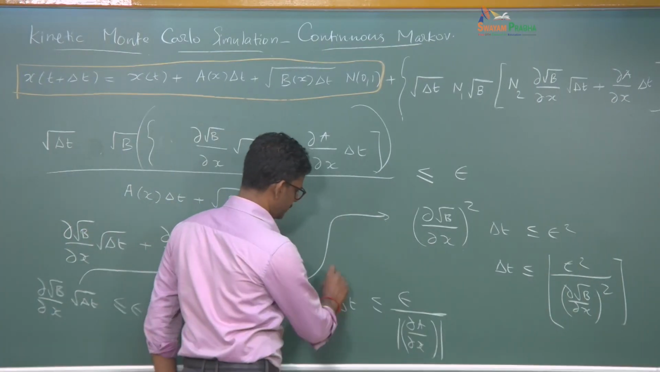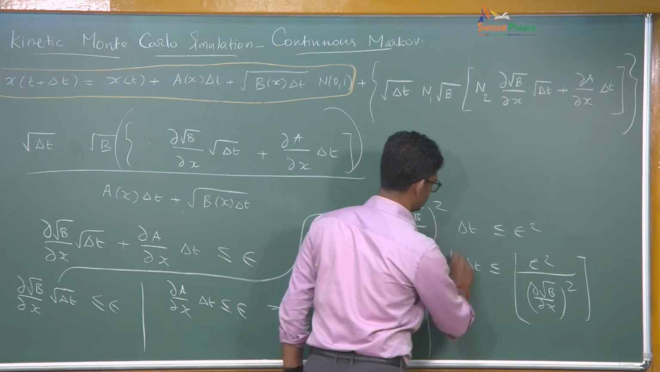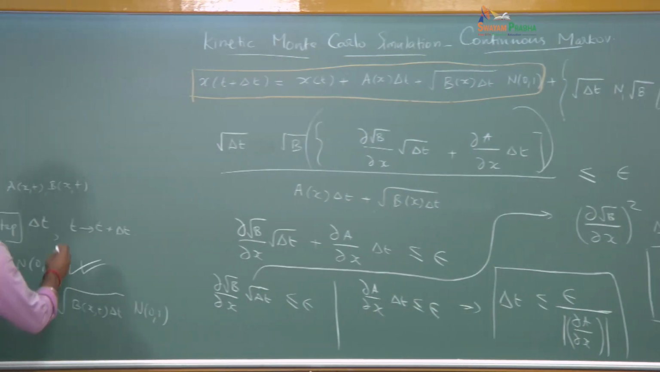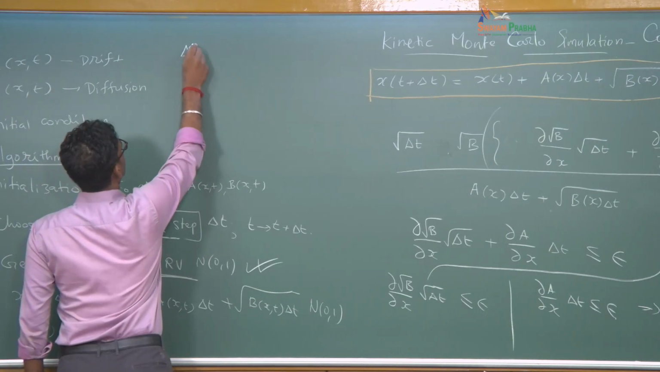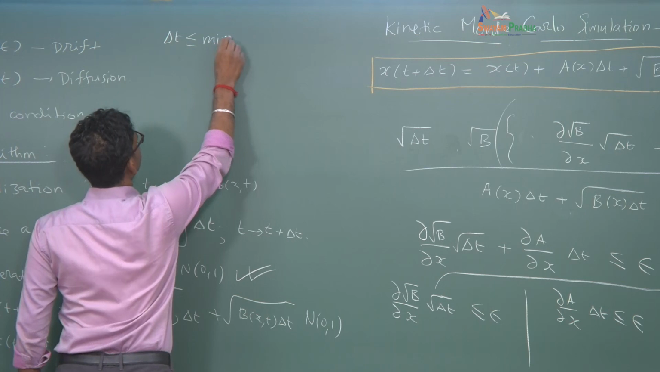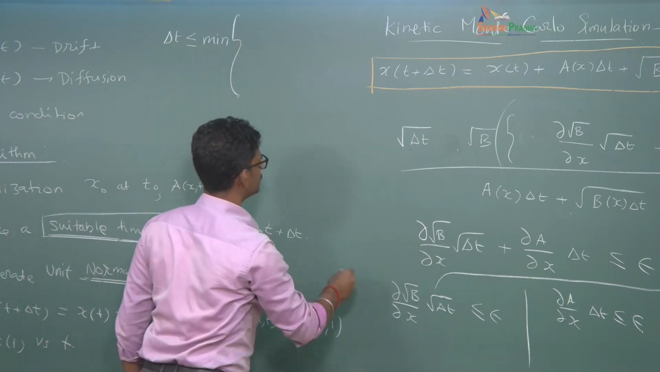So by looking at these two, we want the delta t to be the minimum of the two conditions.